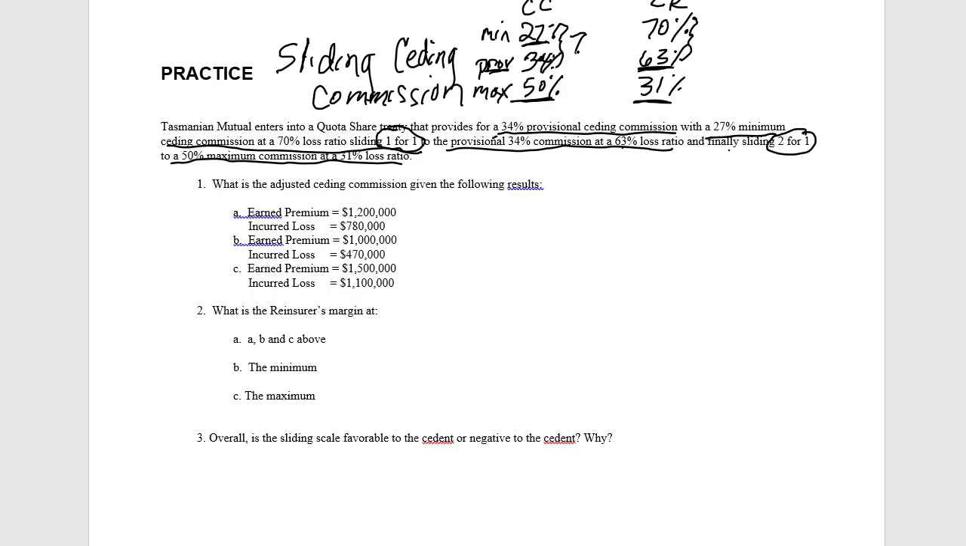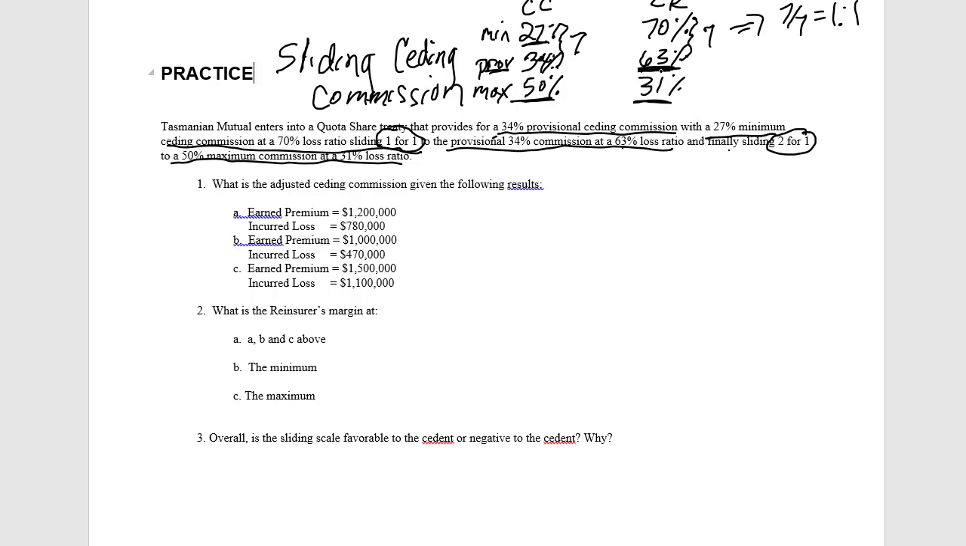And the loss ratio is a difference of 70 minus 63, again, which is 7. 7 divided by 7 is 1 to 1. This means that for every 1 point the loss ratio is higher than 63%, which is the provisional, the ceding commission will go down 1%. Again, because it's a 1-for-1.